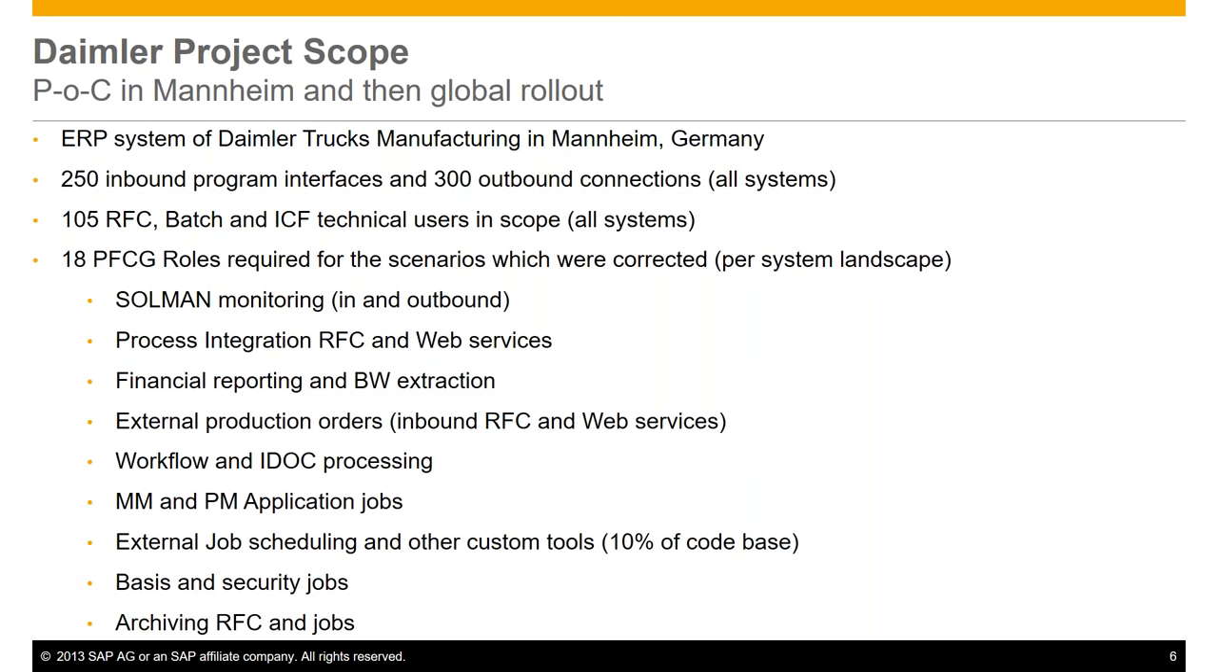Then the plant in Mannheim also made extensive use of production orders, which were coming in from external systems. So they had both internal RFC calls coming in from CRM and from SRM, and they also had non-SAP applications which were calling web services within the SAP system via system users in the web services to process production orders. Those could all be grouped into one type of scenario, and we could provide one role.